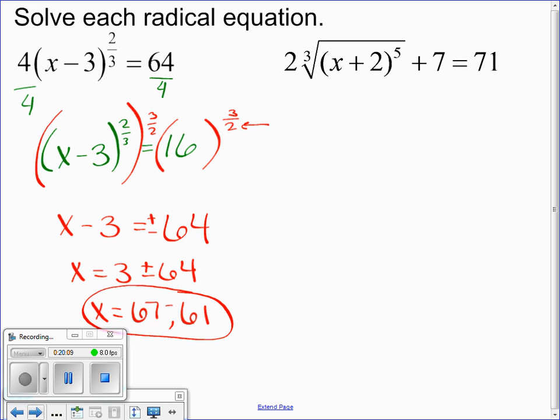Should you check that? Yeah, might be a good idea to check that. Could you just type it in your calculator? Yeah, honestly, for most of you, that's probably going to be the way to go. Type it in, see what you get. So somebody said 67 works? How about negative 61? You tell me. Did anyone check negative 61?